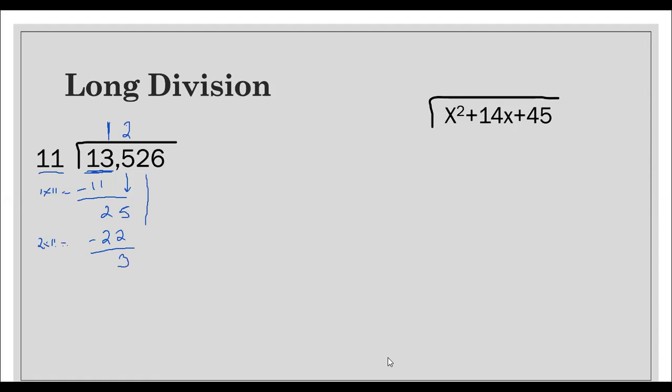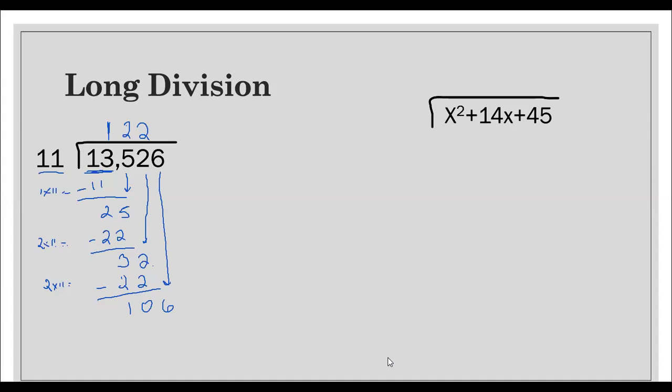And then 11 can't go into 3, so we bring down the 2. We say, how many times does 11 go into 32? Well, 3 would be 33, but that's too big, so we have to do 2 again. This is 2 times 11 equals 22. We're going to subtract this, and we get 10. 11 doesn't go into 10. So we've done that step correctly, and we need to bring down this 6.